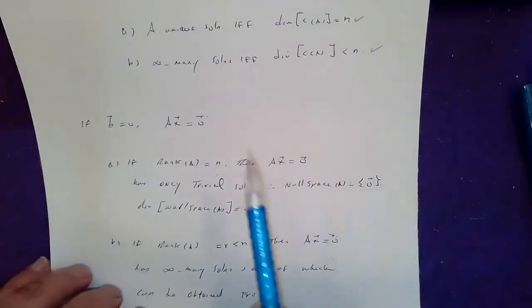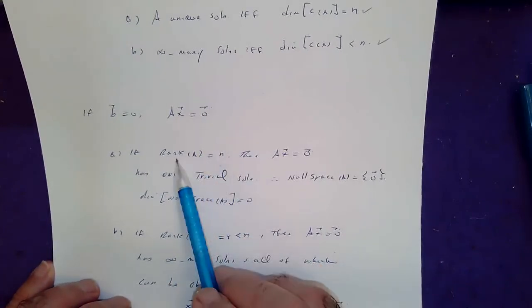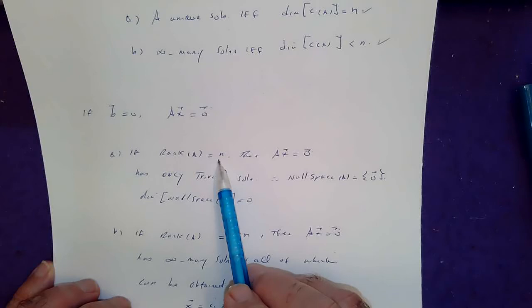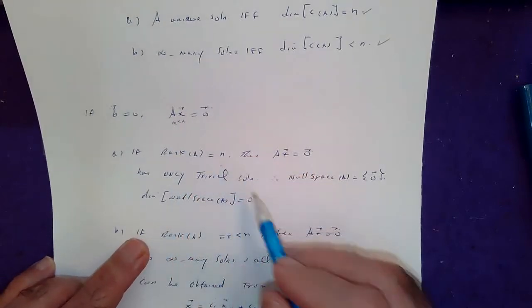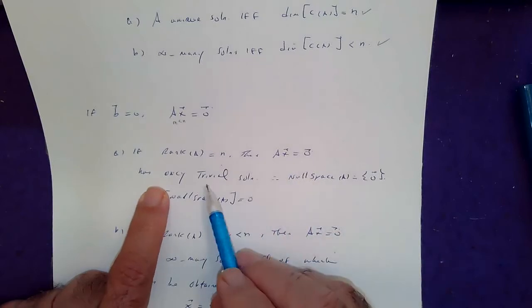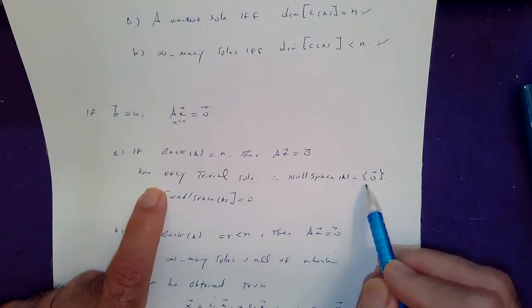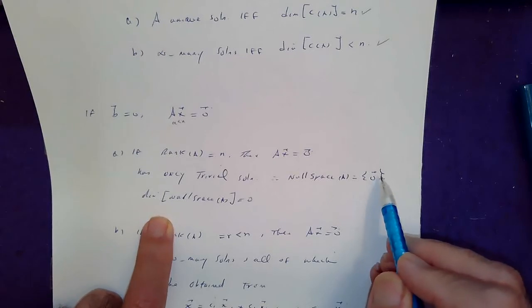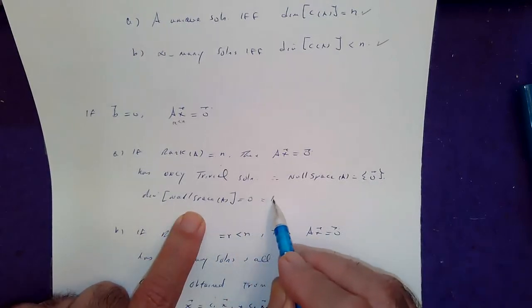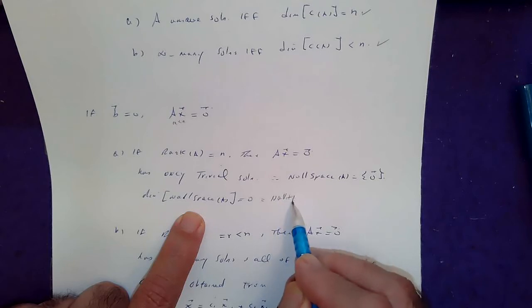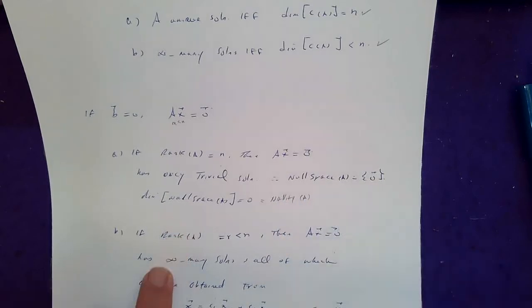On the other hand, if your system is homogeneous, meaning you have 0 on the right side, and the rank of A is the same as n, where n is the number of columns, then the system will have only the trivial solution. In other words, the null space will only have the zero vector in it. So the nullity of A is zero, because you will have a trivial solution.